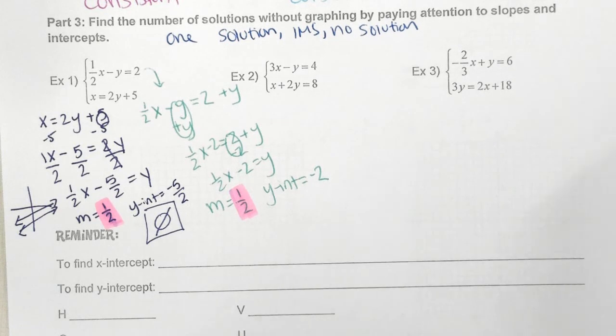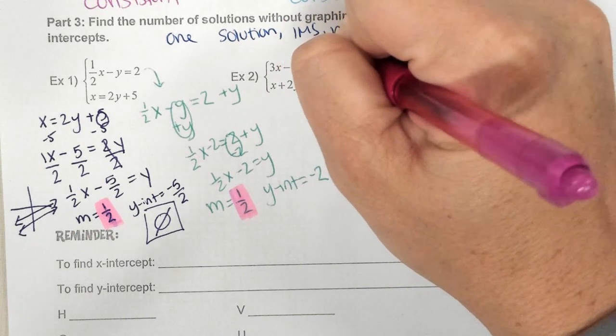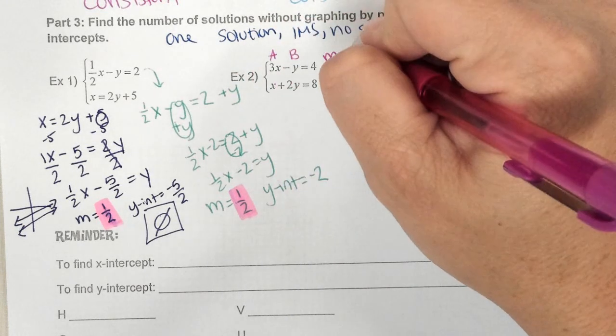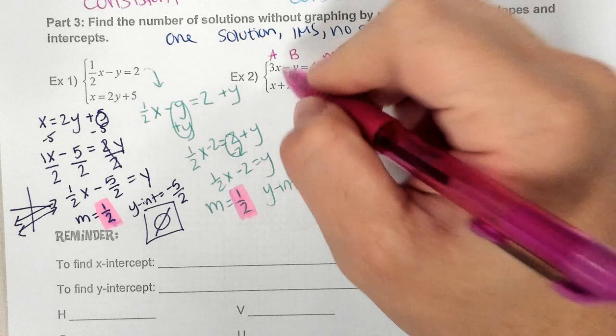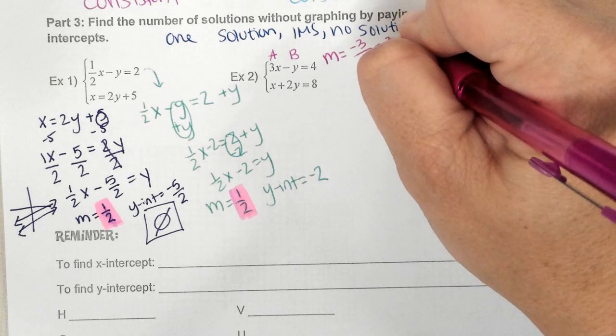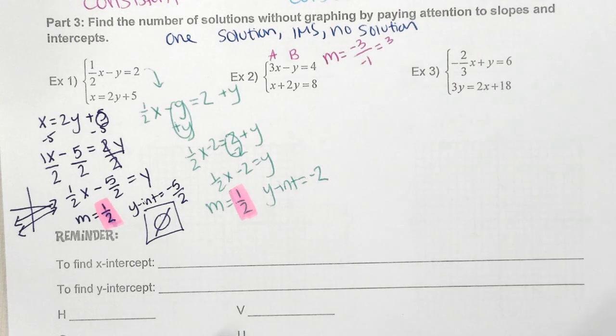Okay, so let's look at example 2. I'm not going to solve these for y because they are in proper standard form, and I know how to find my slope and my y-intercept from proper standard form. So slope is opposite of a over b. What's the opposite of 3? Over exact b. And two negatives makes a positive, so this becomes positive 3, or positive 3 over 1, either way.